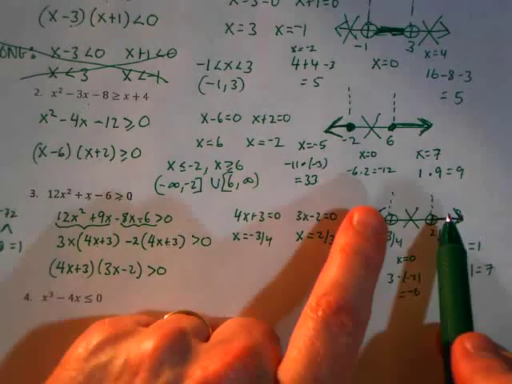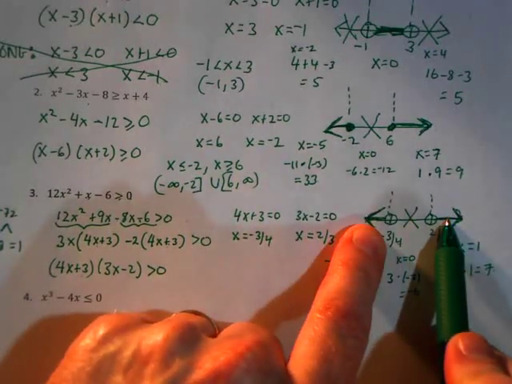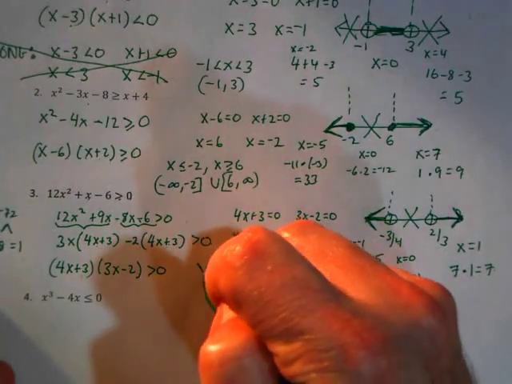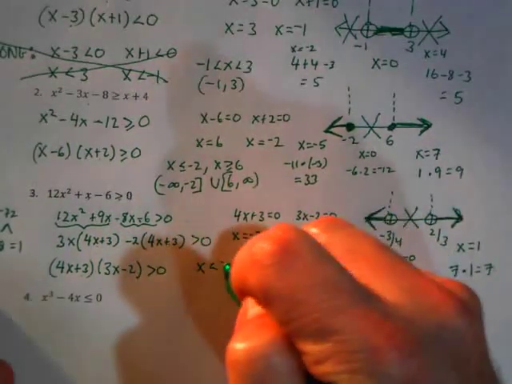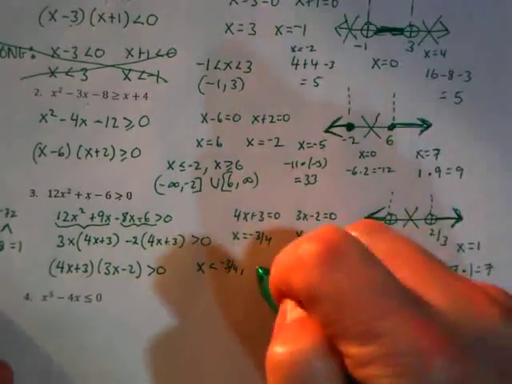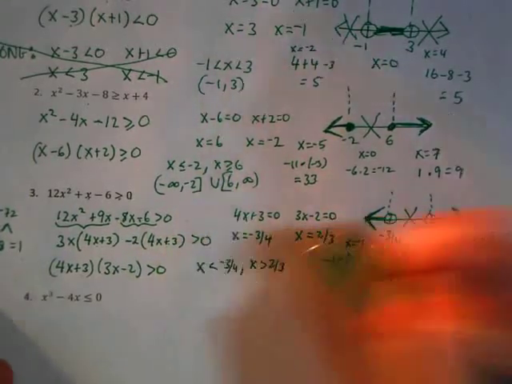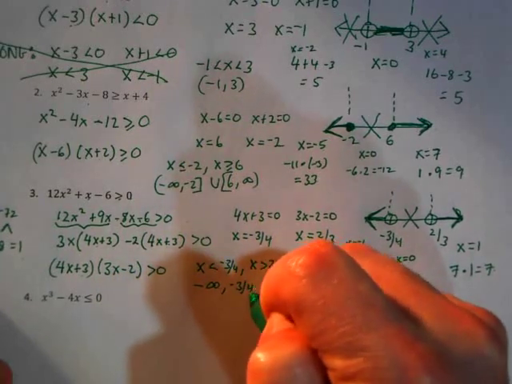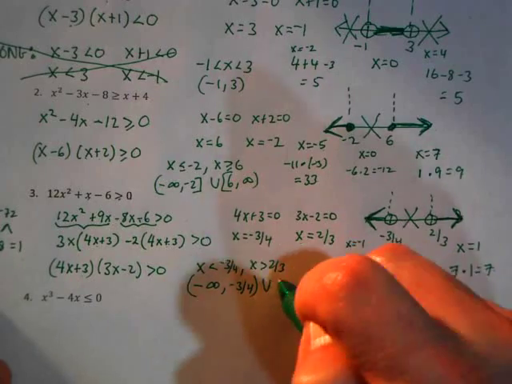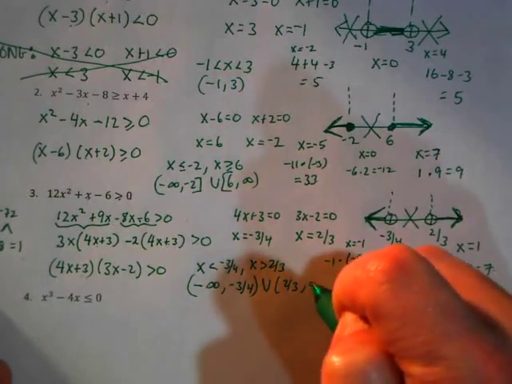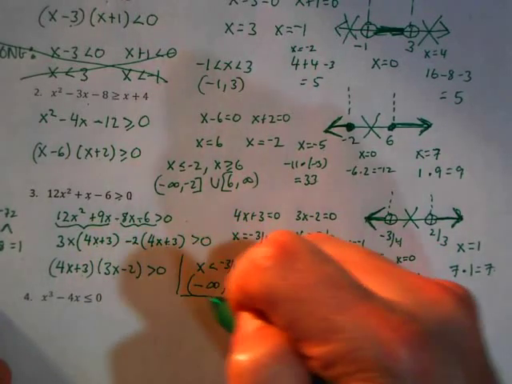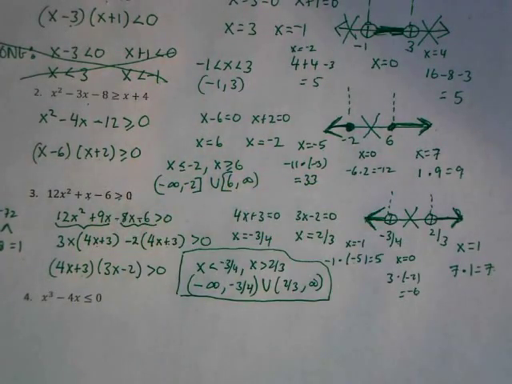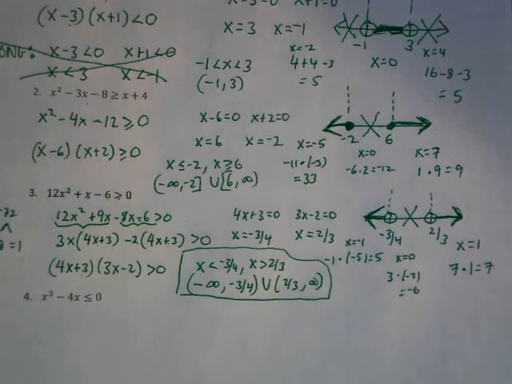Once again, 2 separate chunks shaded. They're not connected. When they're not connected, we need 2 separate answers. X less than minus 3/4 and x bigger than 2/3. Or in interval notation, negative infinity to negative 3/4 union 2/3 to infinity. And it's all round brackets because we didn't have any equal to's anywhere in this problem. Okay, 2 more to go.